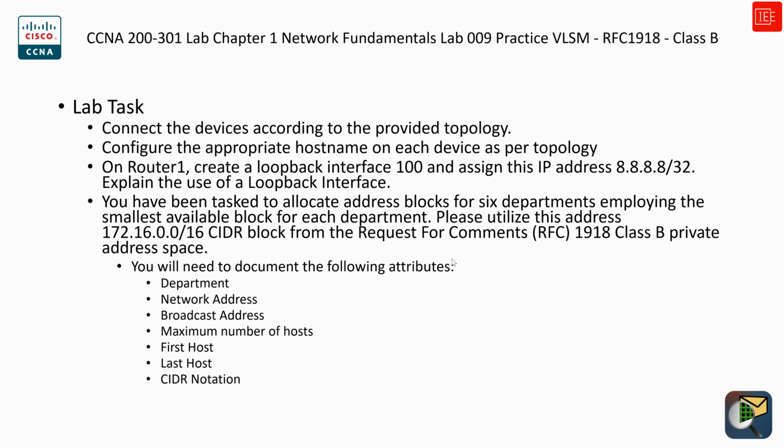We then move to the fourth step, where we have been asked to perform some documentation, where we need to perform some subnetting regarding the following IP address, which is 172.16.0.0/16. And what we need to document is the department, the network address, the broadcast address, the maximum number of hosts, the first host, the last host, and the slash annotation.